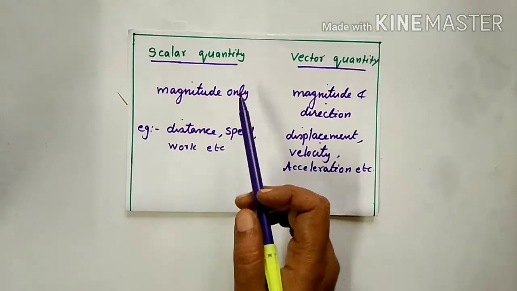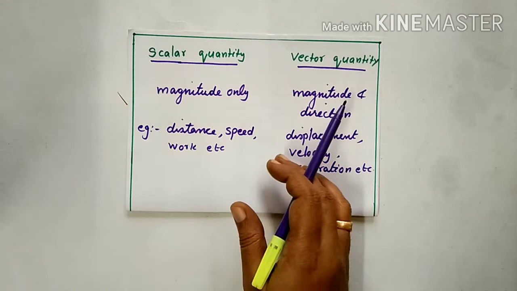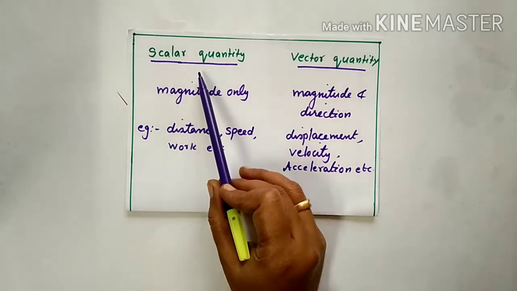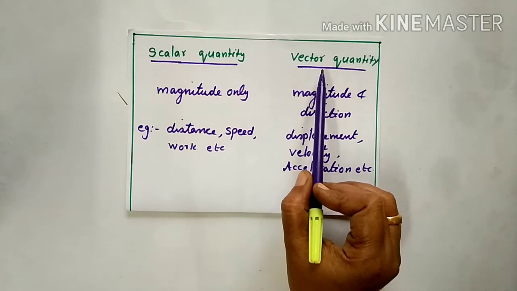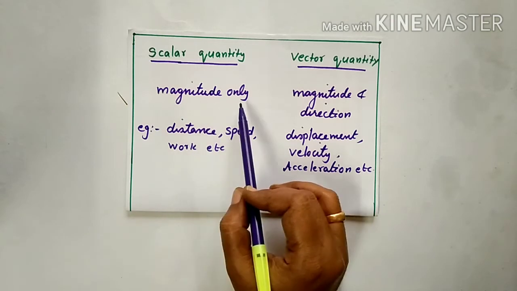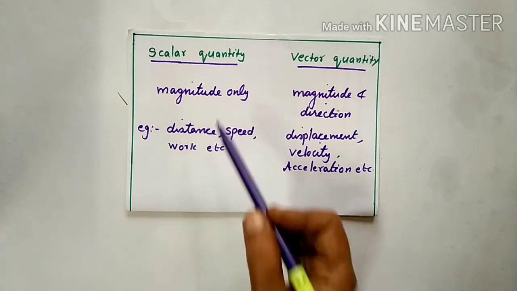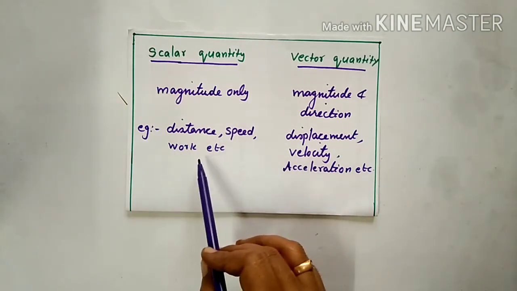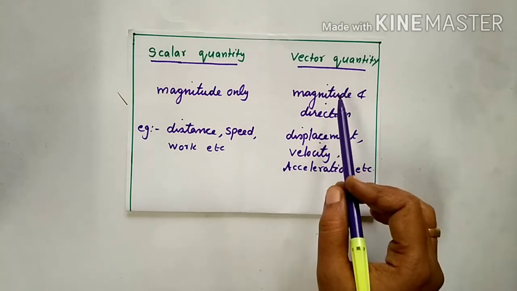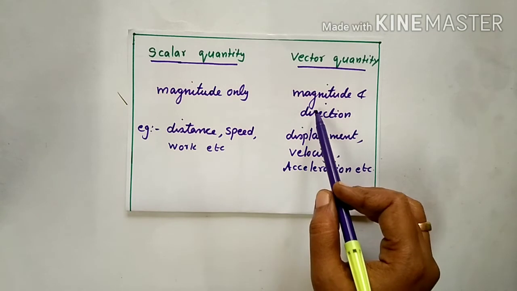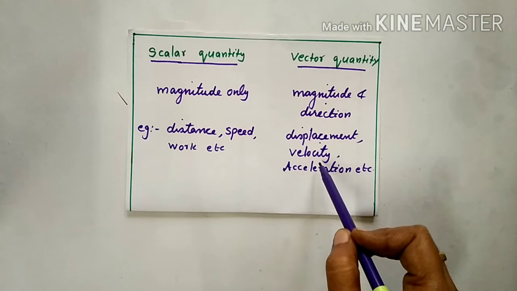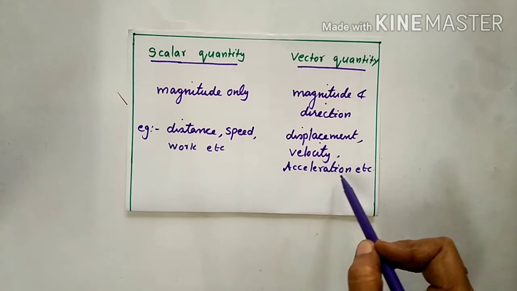Now we are going to study about some physical quantities in this chapter. The physical quantities are divided into two, that is scalar quantity and the vector quantity. Scalar quantity means the physical quantity which has magnitude only, that is numerical value. For example, distance, speed, work, etc. Then vector quantity. Vector quantity means the physical quantity which has magnitude and direction. For example, displacement, velocity, acceleration, etc.